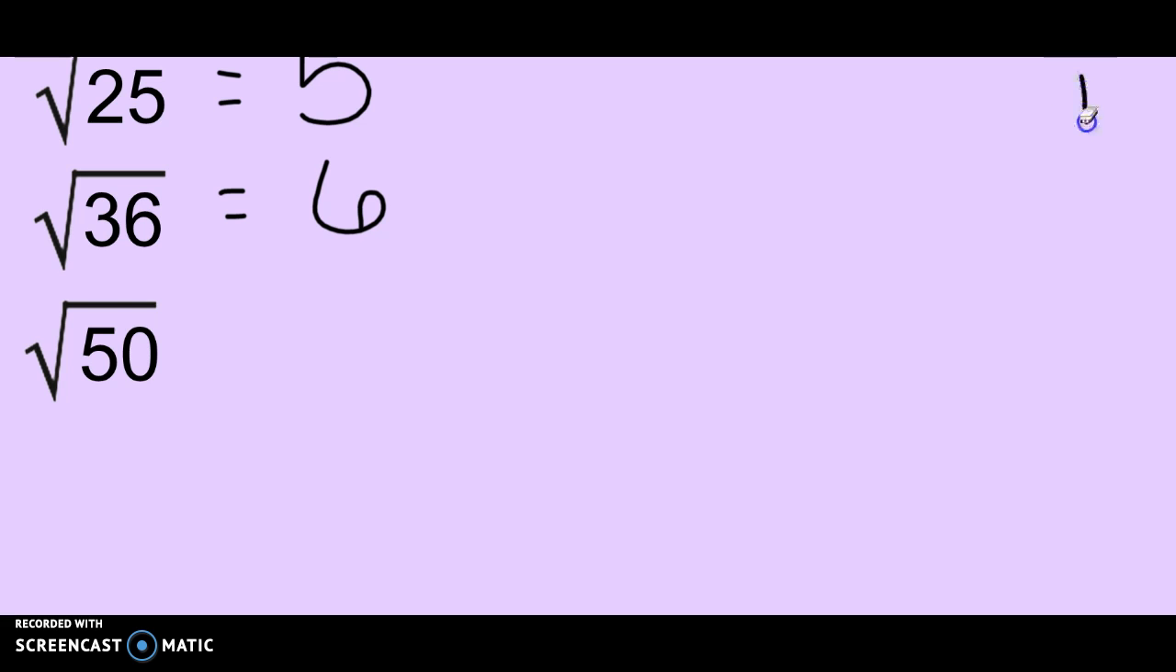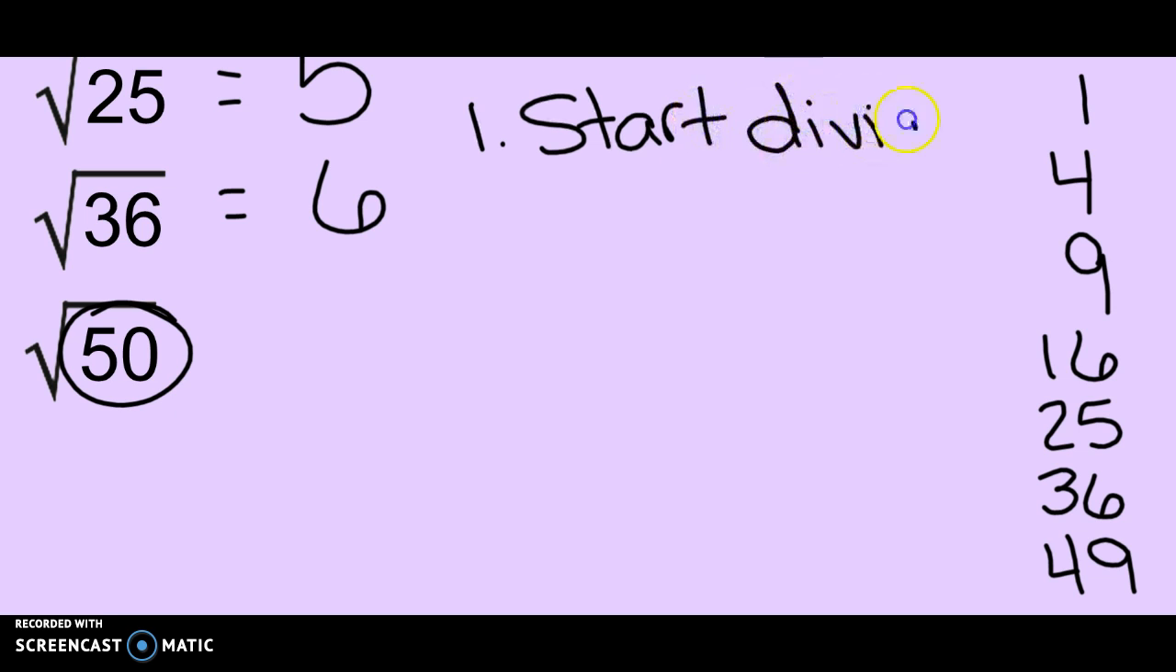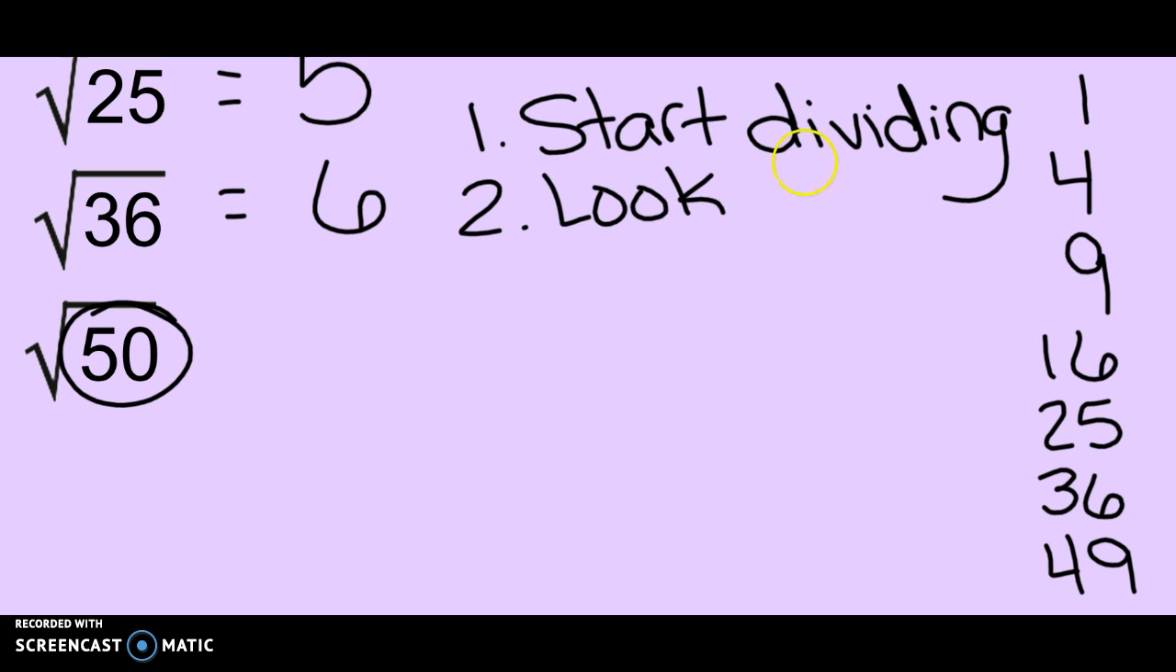All right, I'm going to make a list of perfect squares. You should have this list also. Step one, we're going to take this number and divide it by 2. So we're going to start some division. What we're looking for is a perfect square, a perfect square factor. Look for a square factor.